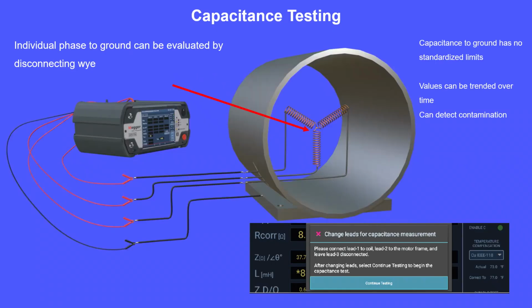Reconfiguring the test leads consists of using only leads 1 and 2. As seen here, the test set is prompting the user to disconnect lead 3 and the ground lead. Then move lead 2 to ground. While testing, keep lead 3 and the ground isolated from each other and from ground.